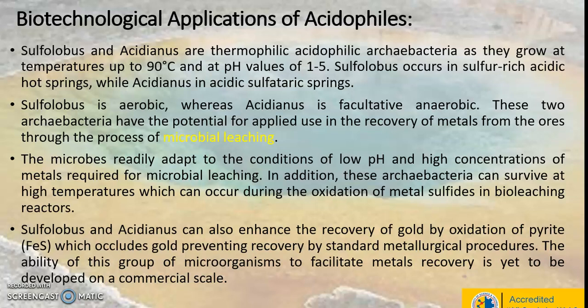The microbes readily adapt to the conditions of low pH and high concentration of metals required for microbial leaching. In addition, these archaebacteria can survive at high temperatures, which can occur during oxidation of metal sulfides in bioleaching reactors. Sulfolobus and Acidianus can also enhance the recovery of gold by oxidation of pyrite, which includes gold, preventing recovery by standard metallurgical procedures. The ability of this group of microorganisms to facilitate metal recovery is yet to be developed on a commercial scale.